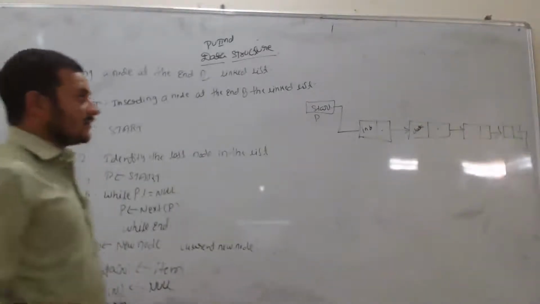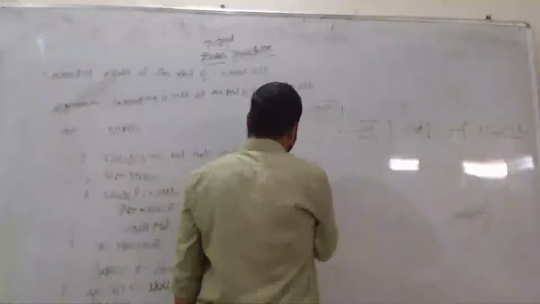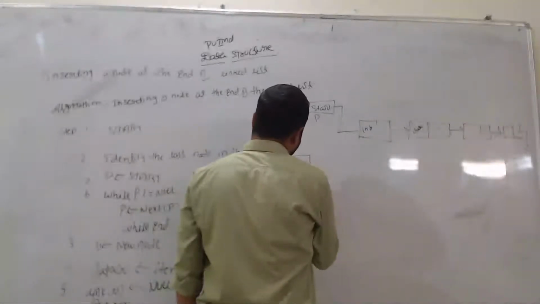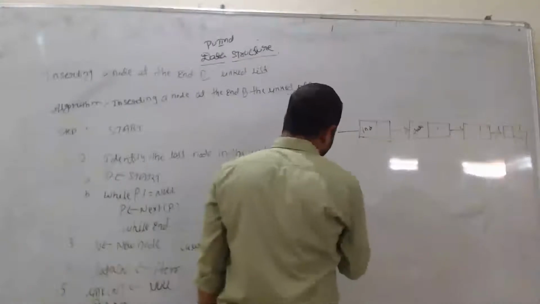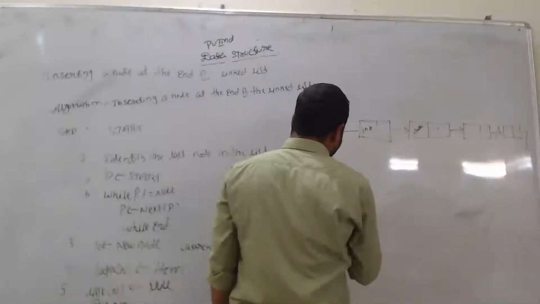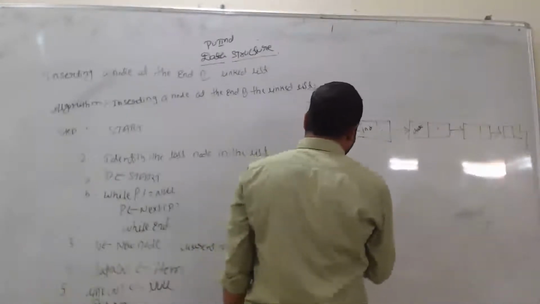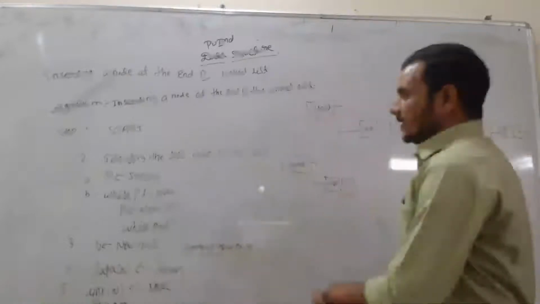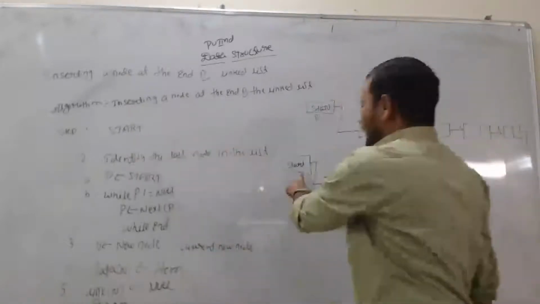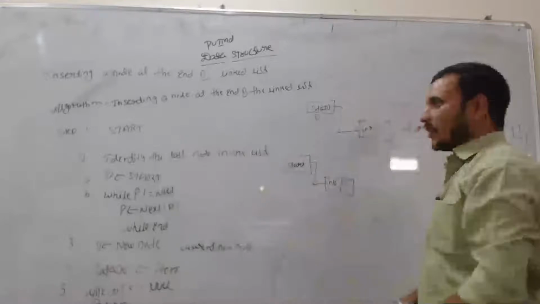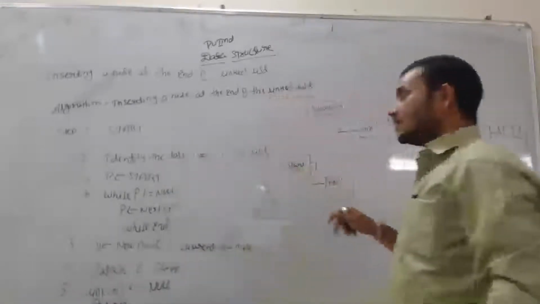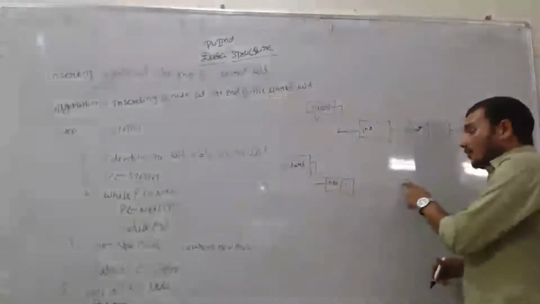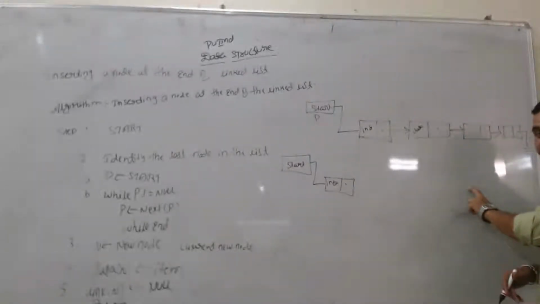Okay, fine. See here. Starting pointer, first pointer, info part, link part, right? This is our starting point. Then identify the last node in the list. When you already have a link, you have to identify the last node.